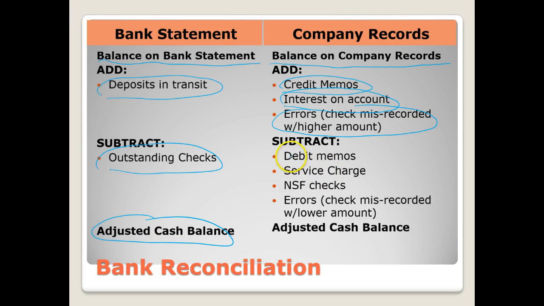You would also want to subtract any debit memos, any service charges, any NSF checks, as well as any errors on checks you had recorded where you recorded a lower amount than actually came out of your bank account. After doing all those adjustments, you would sum the total at the bottom, and hopefully the adjusted cash balance on the bank statement side of your reconciliation would equal the adjusted cash balance on the company record side.